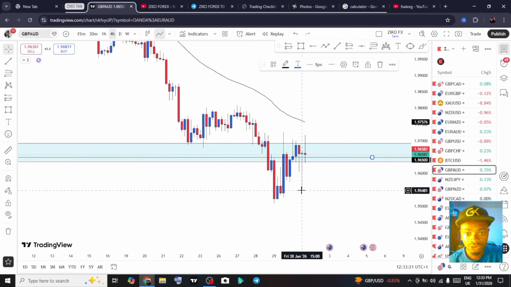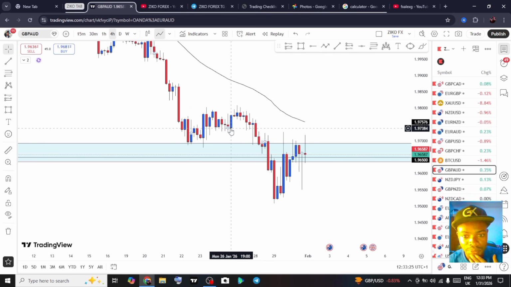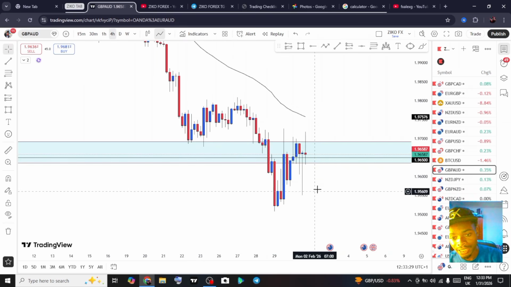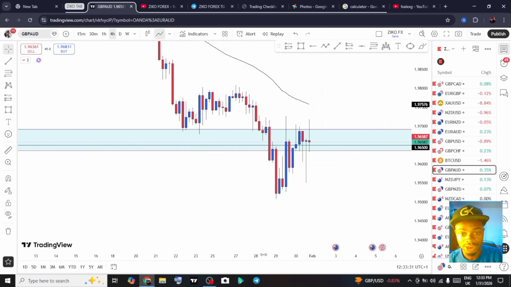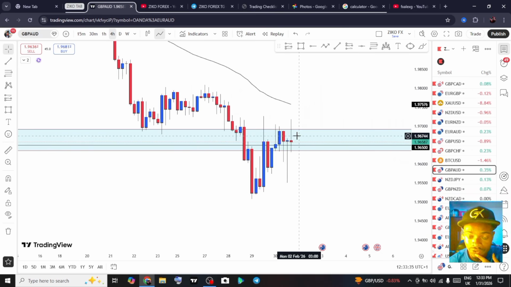So we have a round psychological level here at 1.96500. Now the 4 hour time frame to me is not clear. It's not clear enough, right? But one thing I like about the 4 hour time frame is that we are at an area of interest right now, and we have two dojis on the 4 hour time frame.